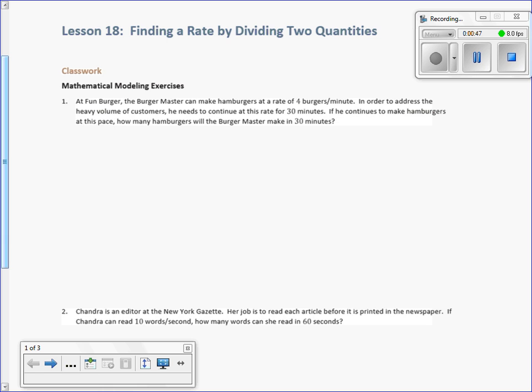So the key here is 4 burgers per minute. So I'm going to write that. And I'm going to write it as a fraction instead of sideways at an angle like that. 4, and I could think of that as 4 over 1. 4 burgers, because anything divided by 1 is itself. 4 burgers per minute. 4 burgers per 1 minute.